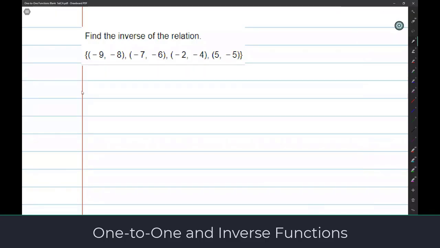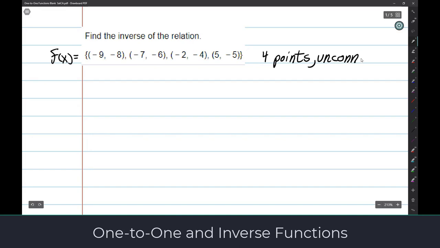Okay, so here's a function. It's a function that consists of 1, 2, 3, 4 points. And they're unconnected. So just 4 points. So this is a really good opportunity to review what domain and range are.